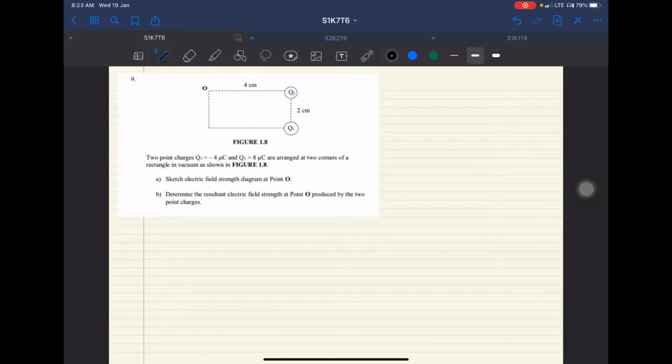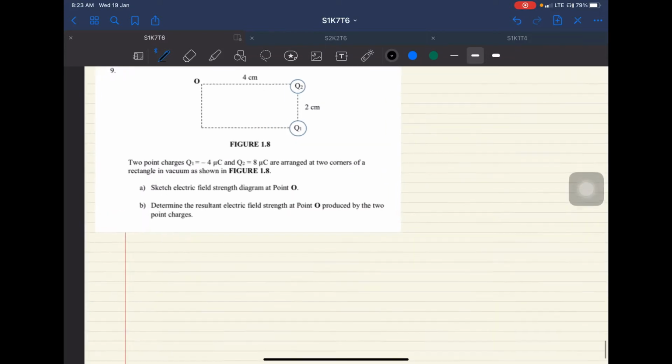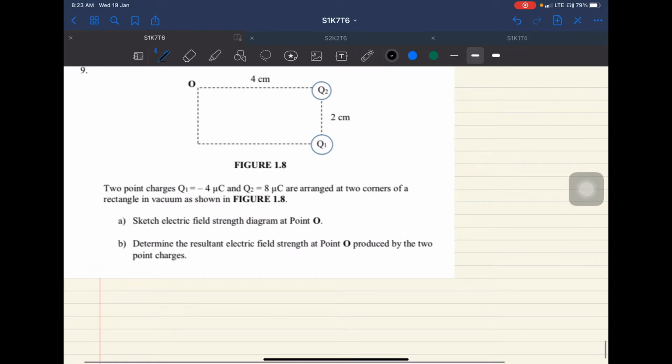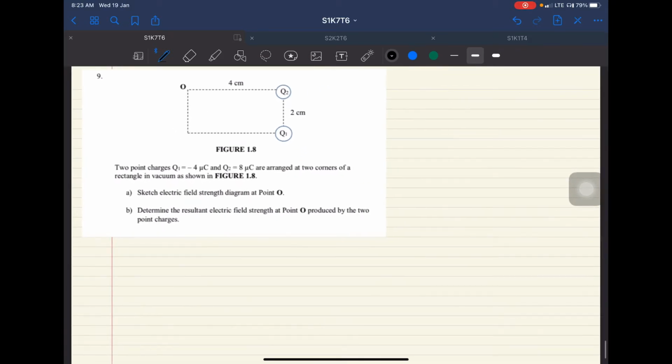Okay, so the next question would be question number 9. They give you two point charges, Q1 and Q2. The diagram is given, a rectangle. Sketch the electric field strength diagram at point O. So for question A, they just want you to sketch at point O.